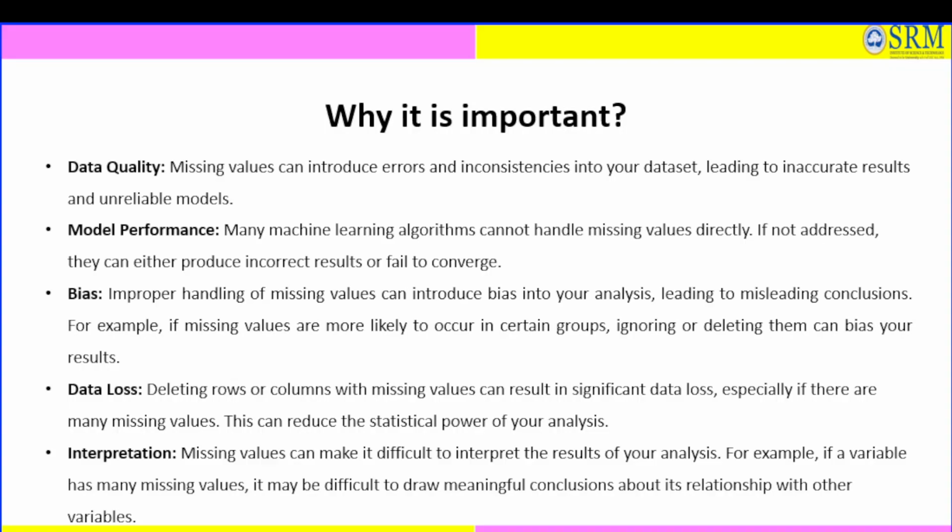In the case of model performance, many machine learning algorithms cannot handle missing values directly. So during pre-processing itself, we use some techniques to handle this missing data. If it is not addressed properly, they are going to produce incorrect results or fail to converge. That means it will not give the appropriate results.